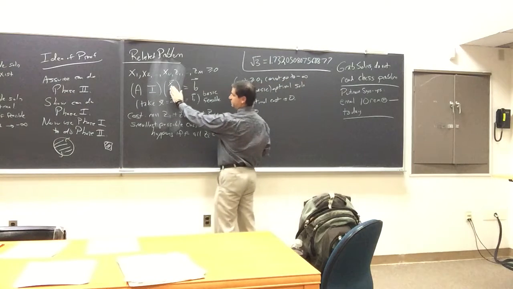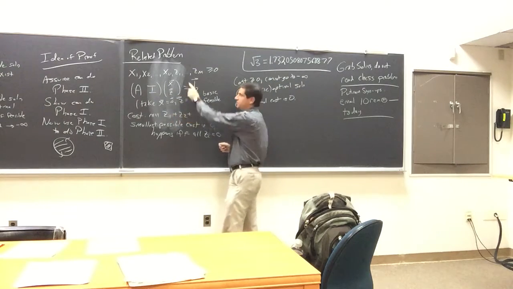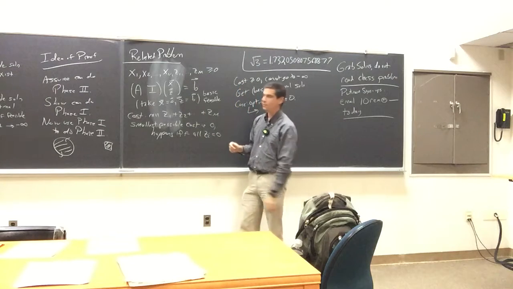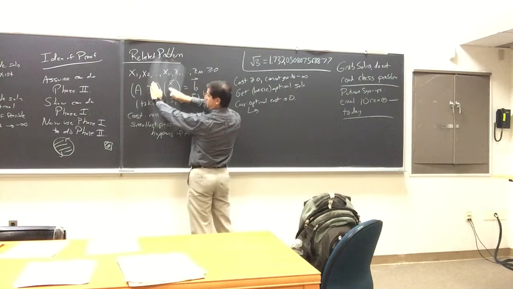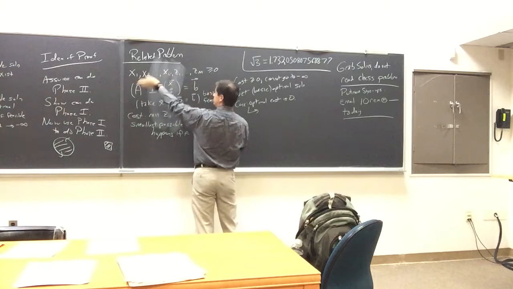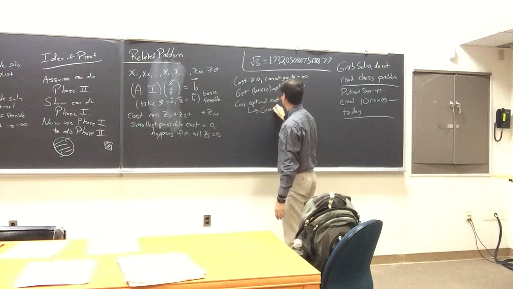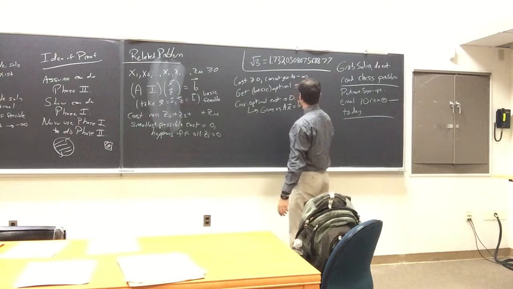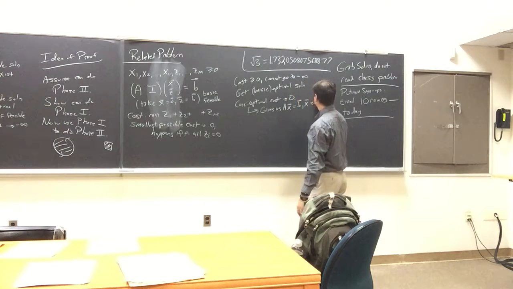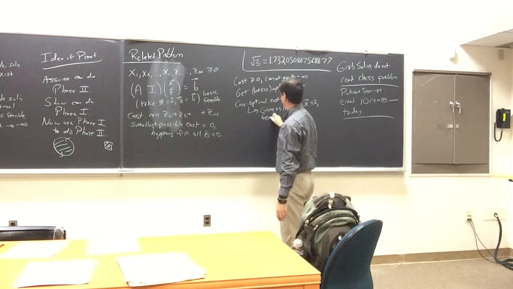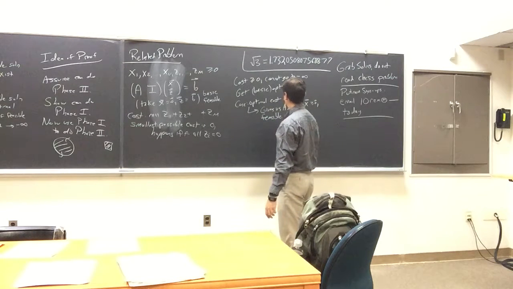Because if z is 0, that's the only way the cost can be 0, because the z's are non-negative, then we don't have to worry about this I times z. And then we just get ax equals b, and the x's are greater than or equal to 0. So this gives us ax equals b, x greater than or equal to 0, feasible to original.